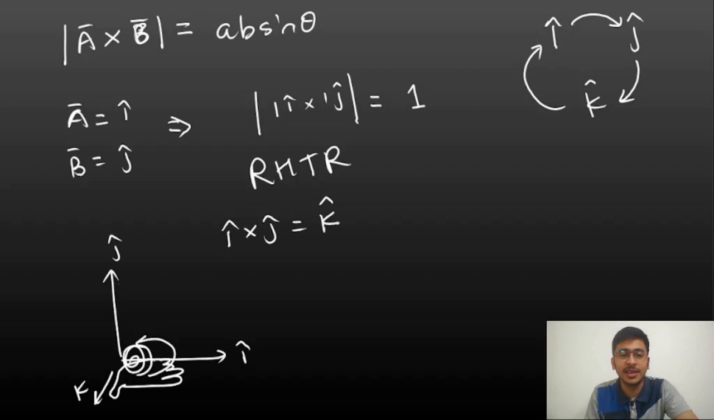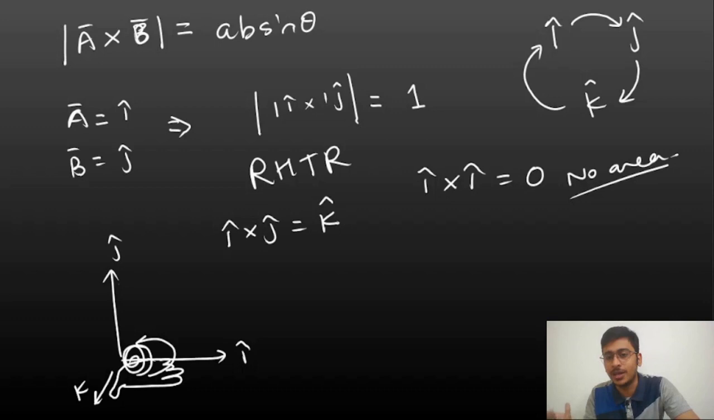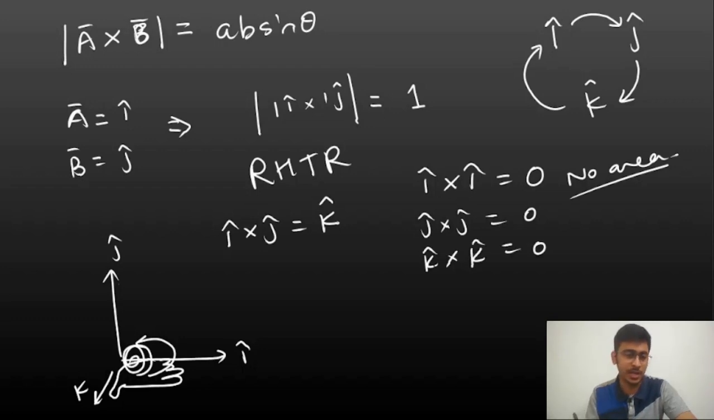But the interesting thing is, what is I cap cross I cap? Well, I cap cross I cap is 0 because it has no area. Isn't it? A line has no area. You cannot draw a plane by using only one single line. Similarly, J cap cross J cap is also 0 because it also has no area. Similarly, K cap cross K cap is also 0 because that too has no area.